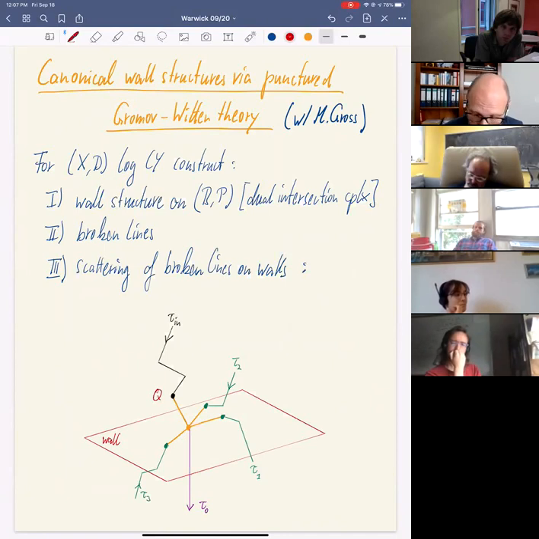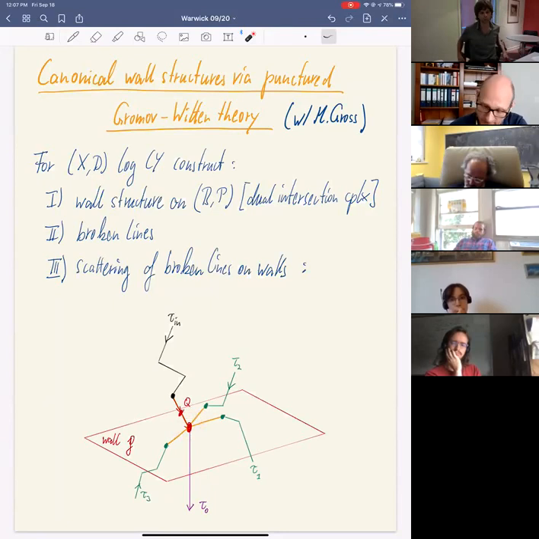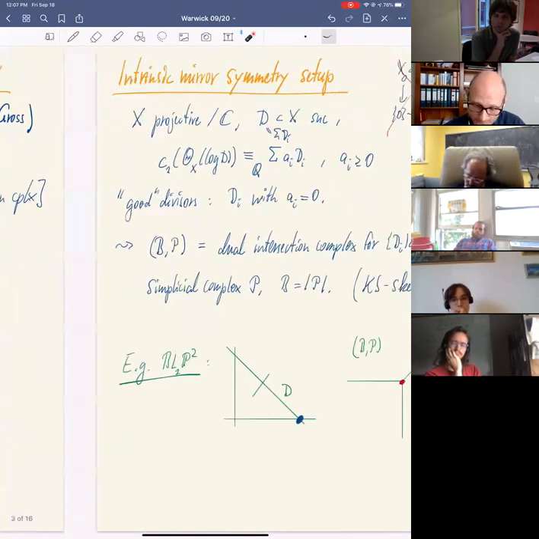Sorry, this is not the endpoint Q. That's not what the endpoint Q would be here, okay? And now you just go on until you hit the next wall. This is this wall P. And then the rule in this paper with Paul Hacking and Mark tells you how to bend by picking up some algebraic stuff that lives on the wall, okay?